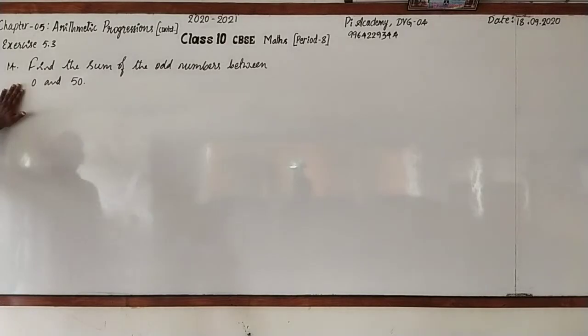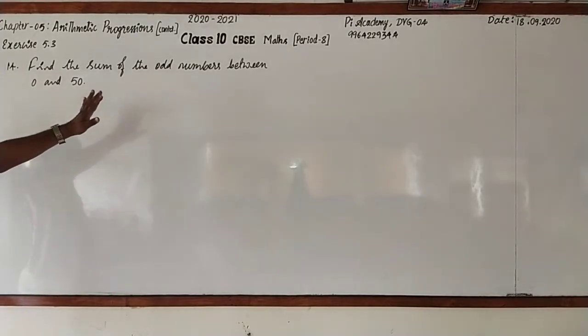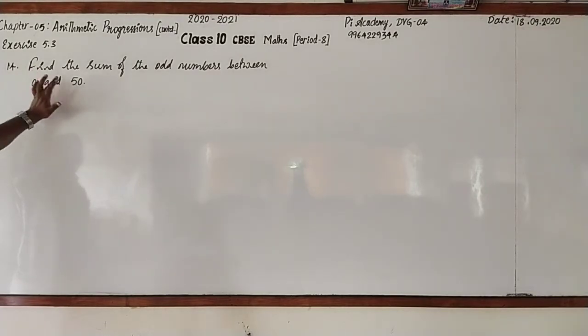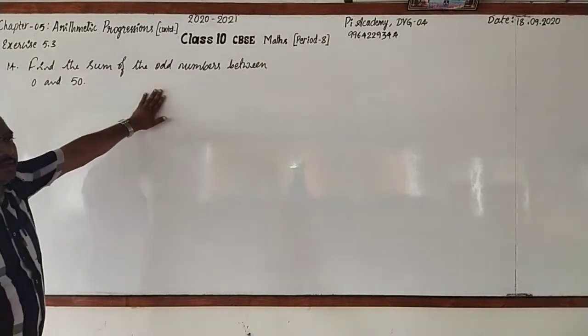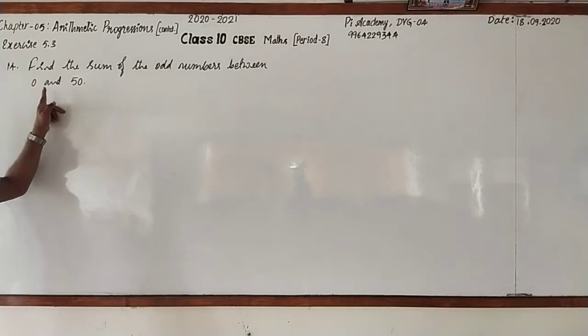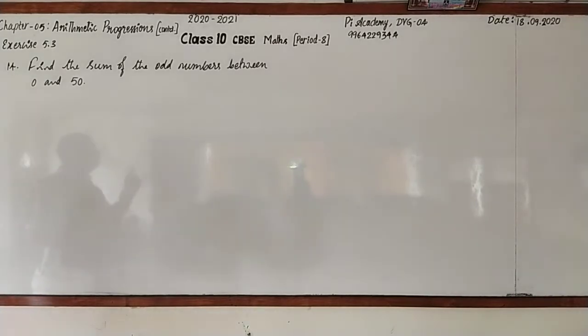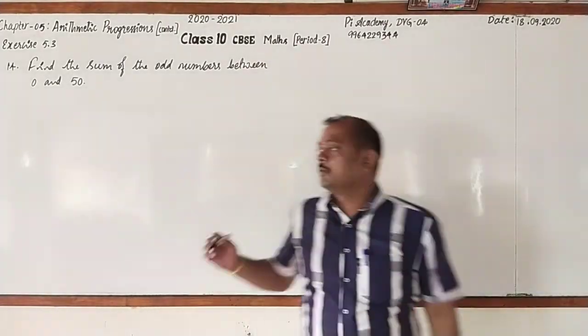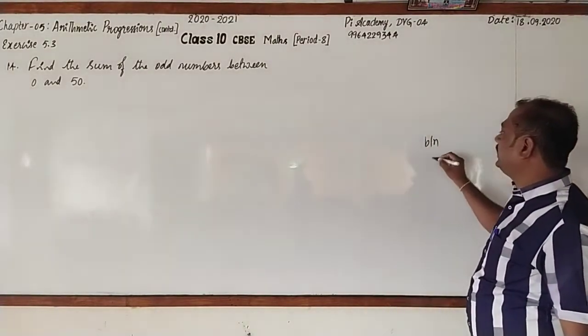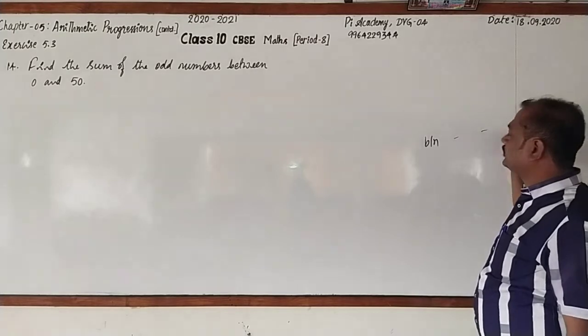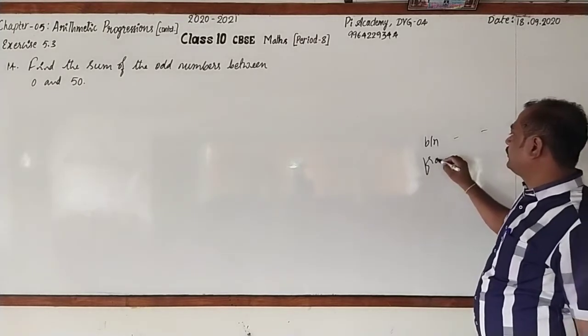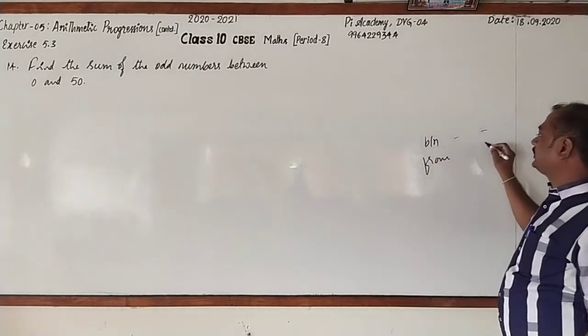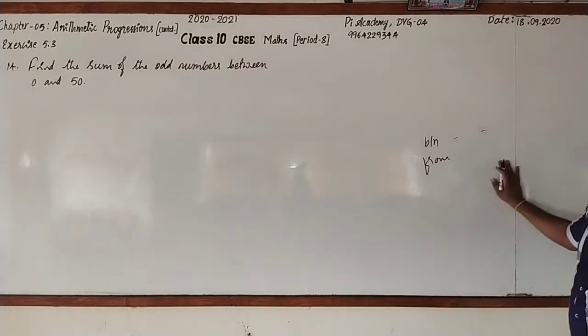Dear students, this is also just like the previous one, but here they are given odd numbers. Please go through the statement. Find the sum of the odd numbers between 0 and 50. Between, and there is a difference between the two numbers, and also from particular number to particular number.